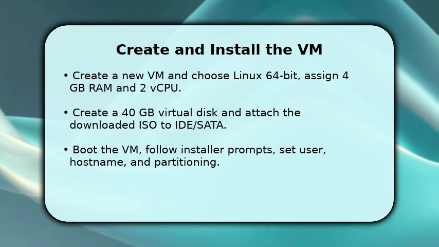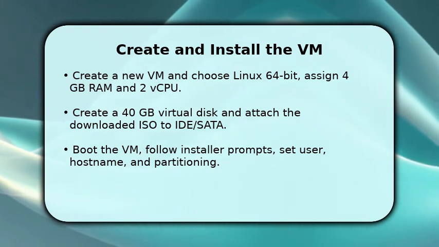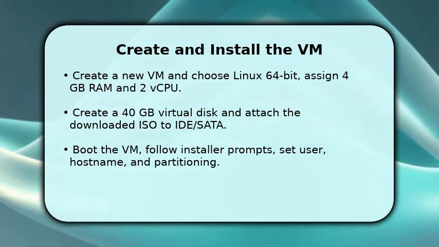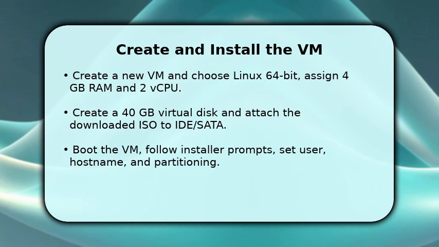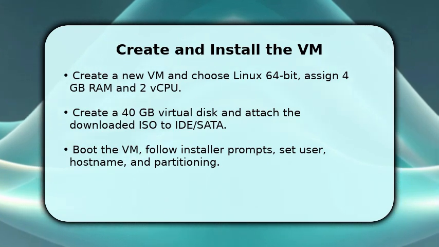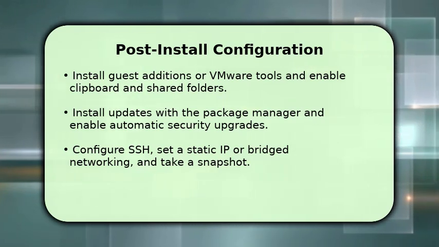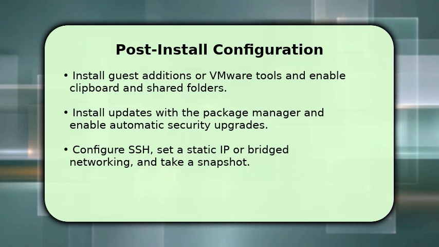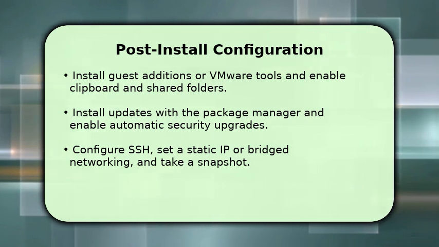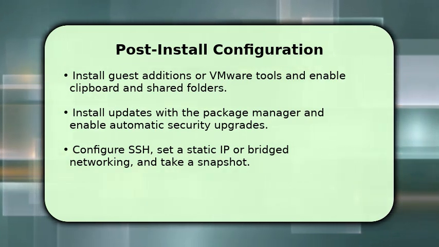Start the VM, boot the installer, and complete installation by setting locale, user account, hostname, and partition choices. After the installer finishes, remove the ISO and reboot into your new Linux guest. Install guest editions or VMware tools for better graphics, clipboard, and shared folder support.